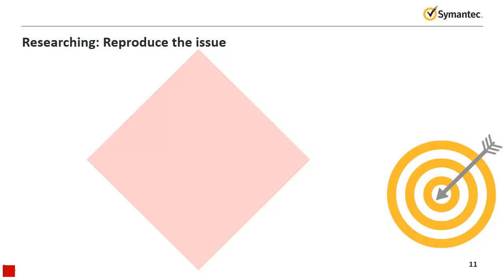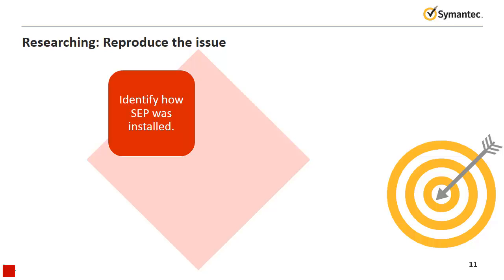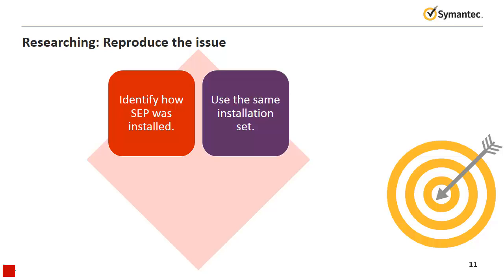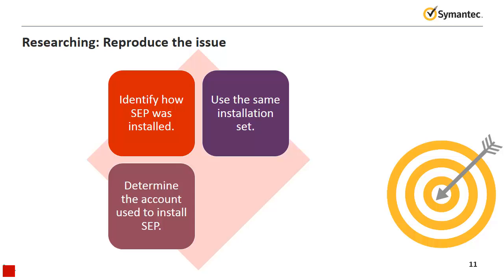When reproducing the issue, use the following best practices. Identify how SEP was installed and use the same method. For example, if the installation package was pushed to the endpoint using the client deployment wizard, document the steps and reproduce on a system with the same configuration. Also, use the same installation set. Examples include an exported client install package, media from the DVD, or using a command line option for Windows Installer.